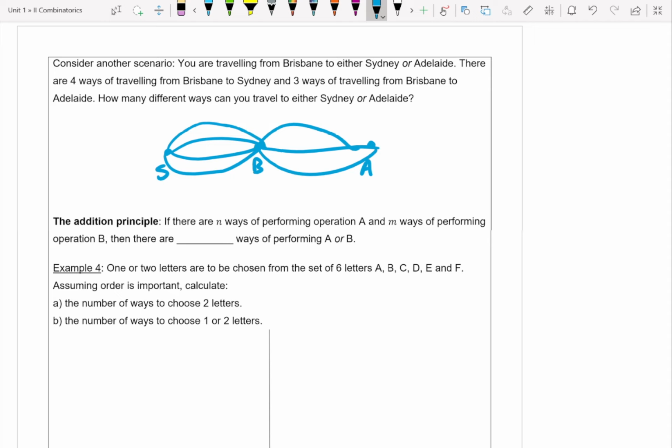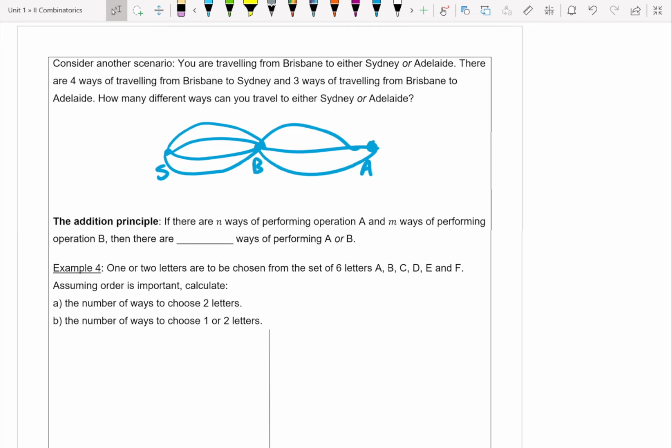Am I going to multiply these 2 numbers together or add them? Well, if I take one of these options to Adelaide, so I travel from Brisbane to Adelaide, I then don't have a second choice. My trip is complete. So I'm not multiplying these together. It's not paths branching out from different options.